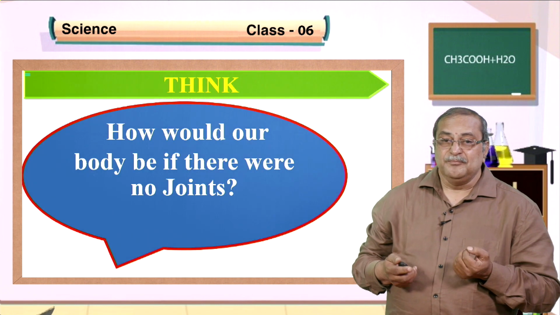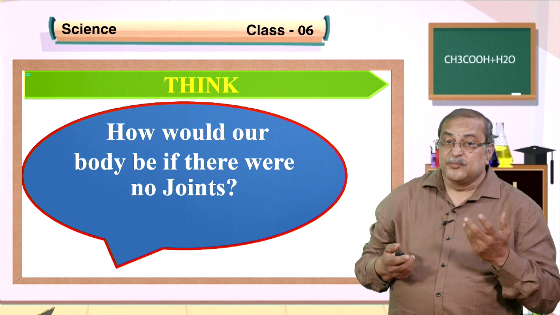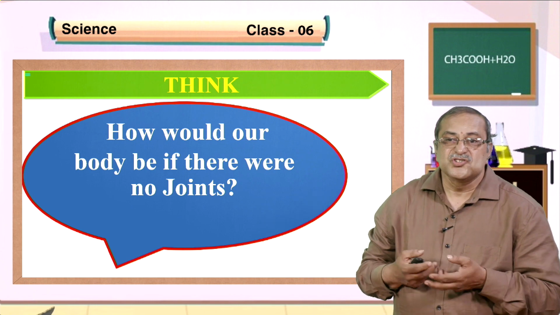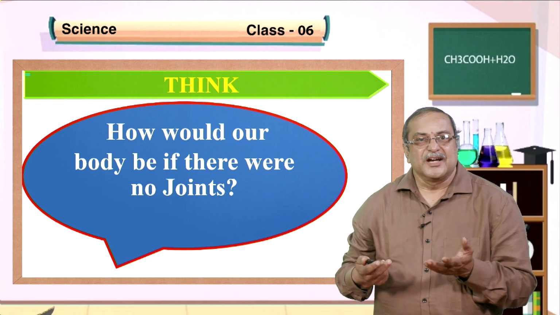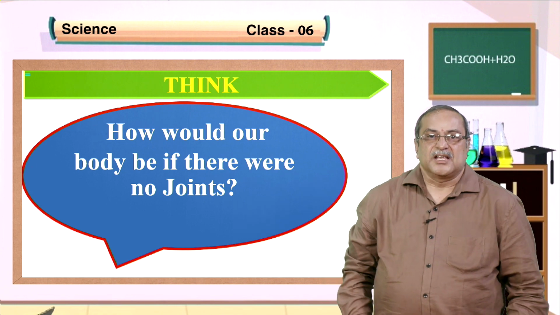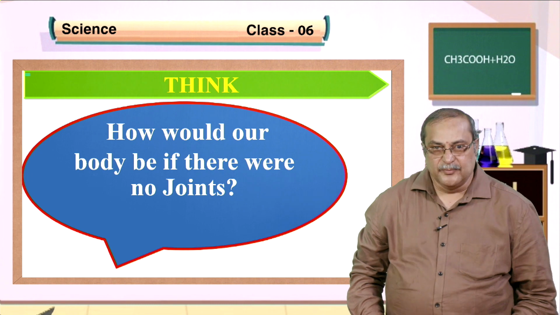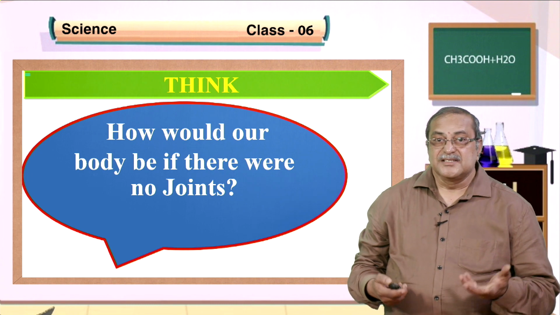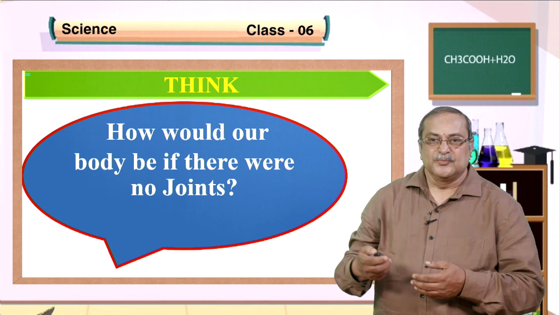Think of these children. How would our body be if there were no joints at all? If there is no joint, how would we be? Just like a tree, we would have to stand still, like a statue. We can't bend like this, we can't bend like this. So, without joints, it is very difficult. We can't move at all.